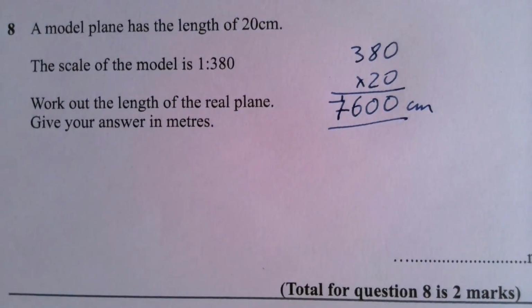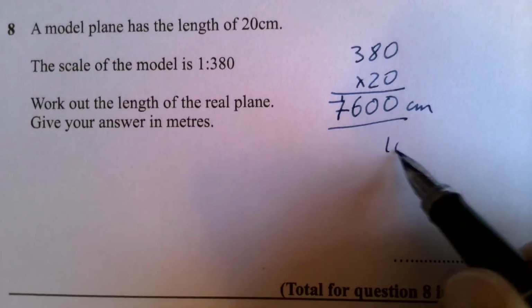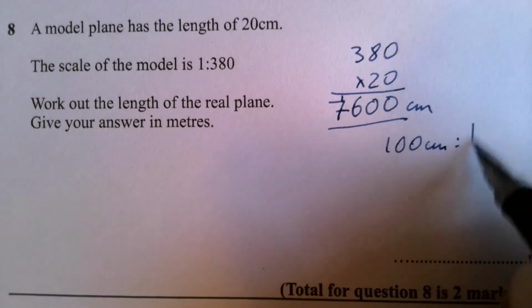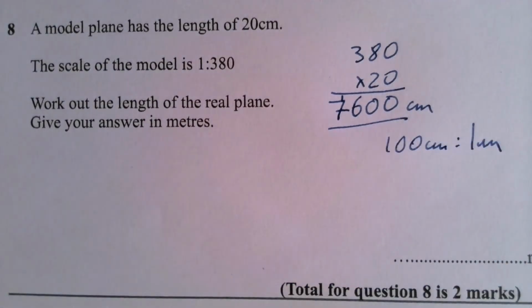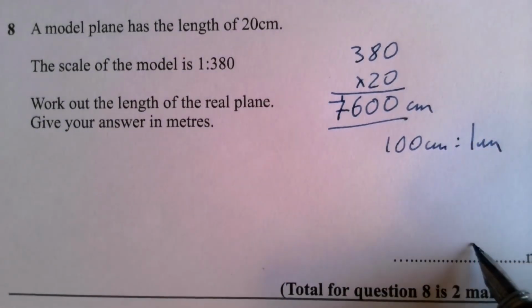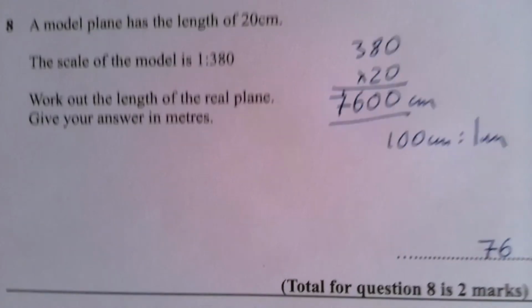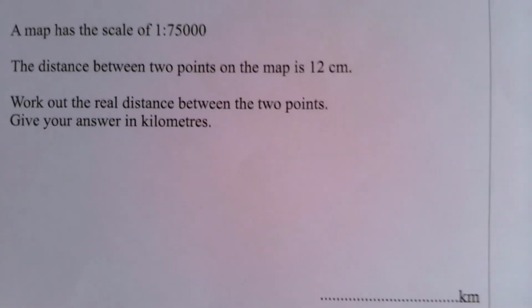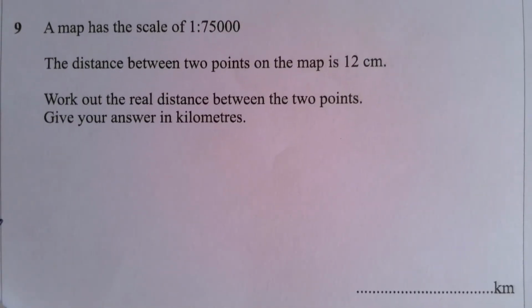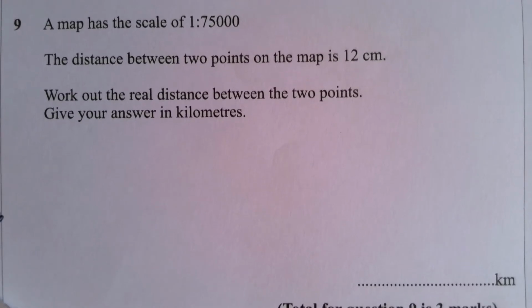So that gets you 1 mark, and then you need to convert it to metres by remembering that 100 centimetres is 1 metre. Divide by 100 gives us 76 metres. That's quite a big plane. Final question then, question 9. Pause the video and give this one a go.